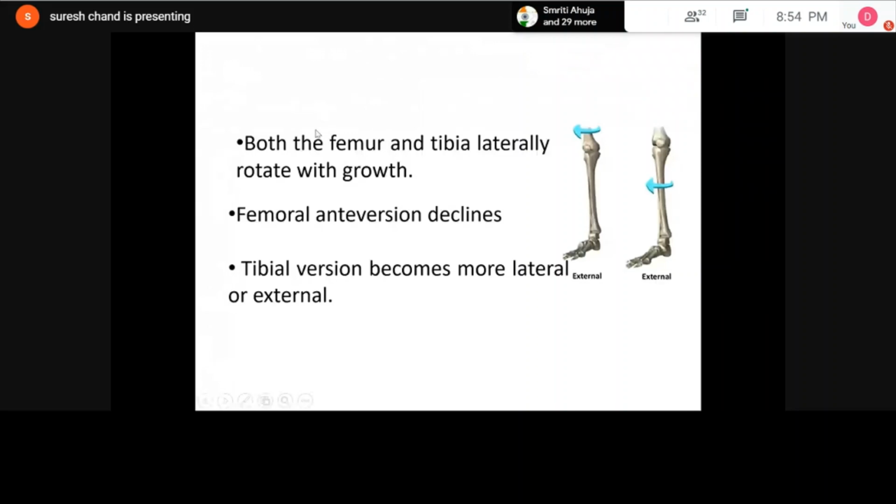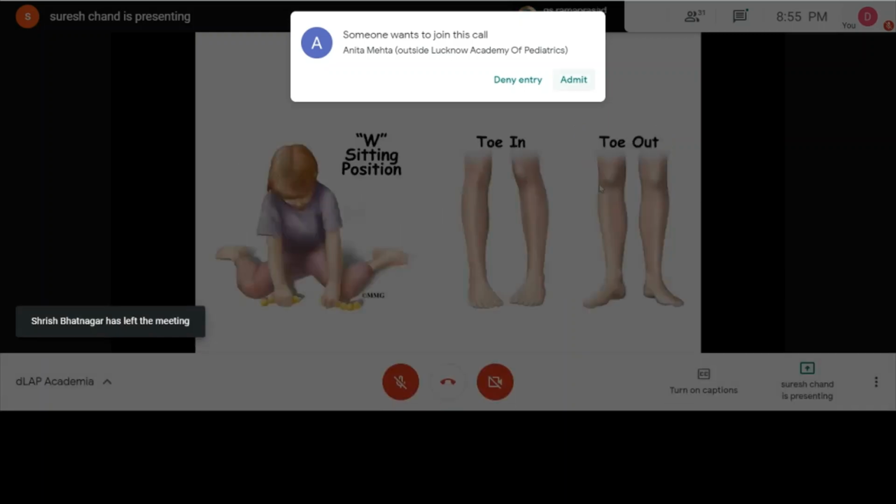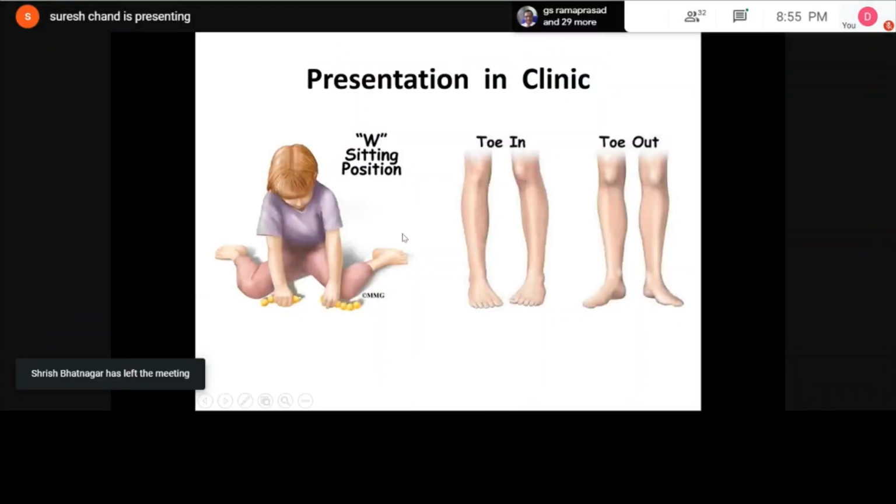In normal growth physiology, the femur and tibia gradually rotate externally or laterally. Just like we discussed that anteversion is very high and will come down to 16 degrees, similarly the tibia is a little bit internally rotated, but with time it will rotate outward with growth. So various presentations in the OPD will be a complaint of W sitting, toe in walking or toe out walking.